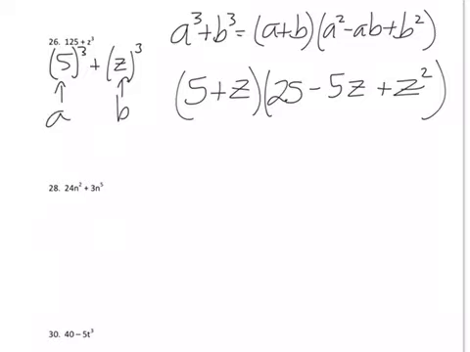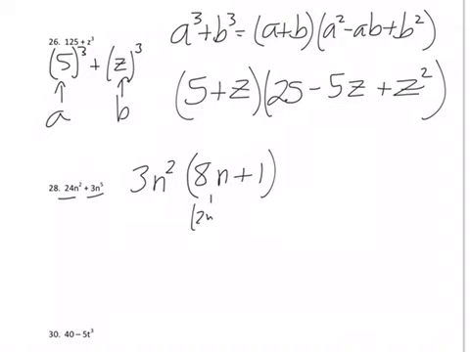28 is also a difference of perfect cubes once we notice there is a GCF in this problem. So we should first factor out that GCF of 3n squared. And then you're left behind with 8n minus 1. Now we have a difference of two perfect cubes because 2n cubed is 8n cubed and 1 cubed is still 1. So we still have this 3n squared, and then we're going to follow the defined factoring pattern.